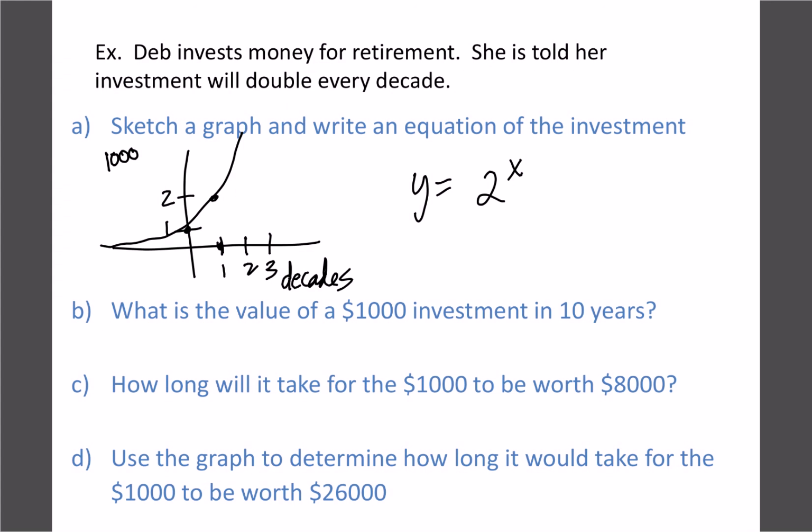So the question is saying, what is the value of a $1,000 investment in 10 years? Well, 10 years is 1 decade, so we've doubled it. So in 10 years we would have doubled to 2,000.